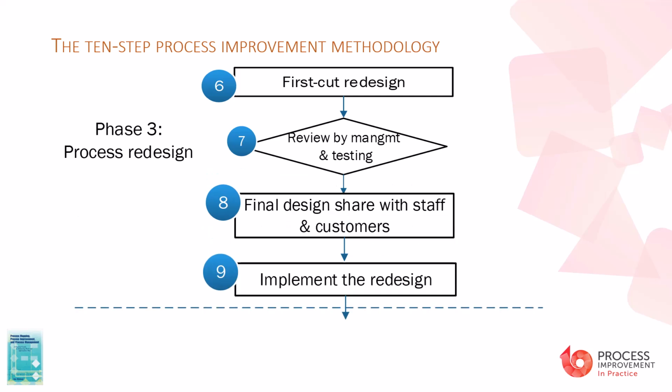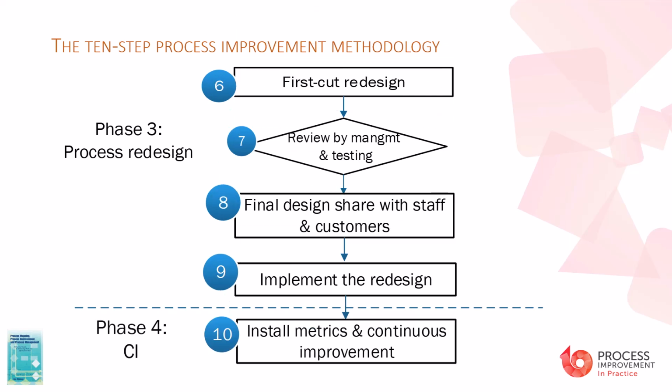In step 9, the process is tested with various methods such as role-playing, simulation, pilot testing, before being fully implemented. And finally, in the 10th step, which constitutes the continuous improvement phase, the team create a measurement and feedback process to monitor process metrics and continuously improve the new process.